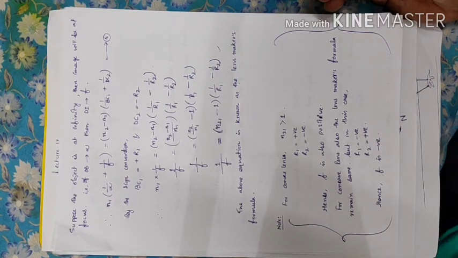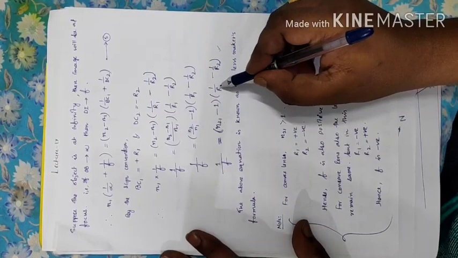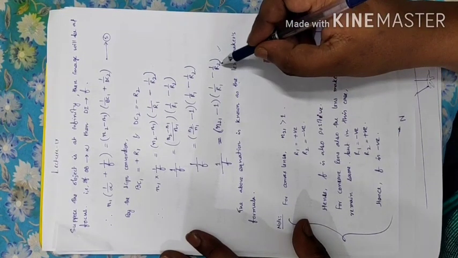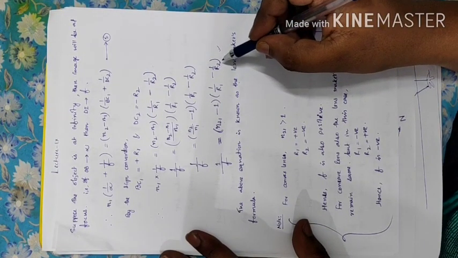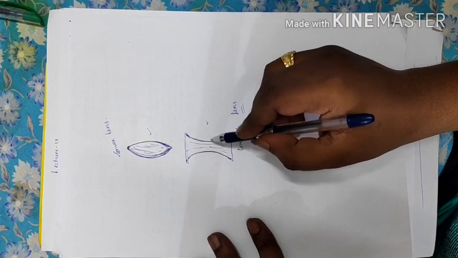But in the case of a concave lens, R1 is negative and R2 is positive. Around a concave lens, these are concave lenses.